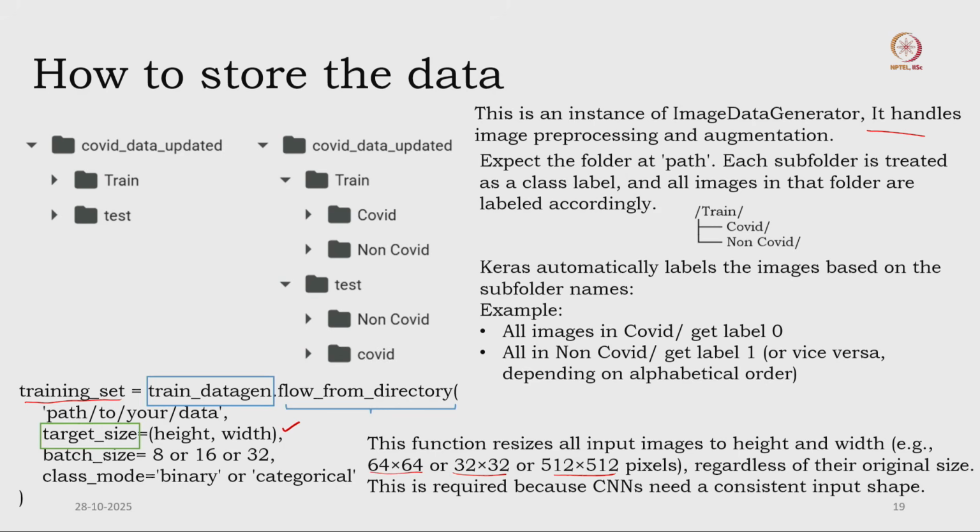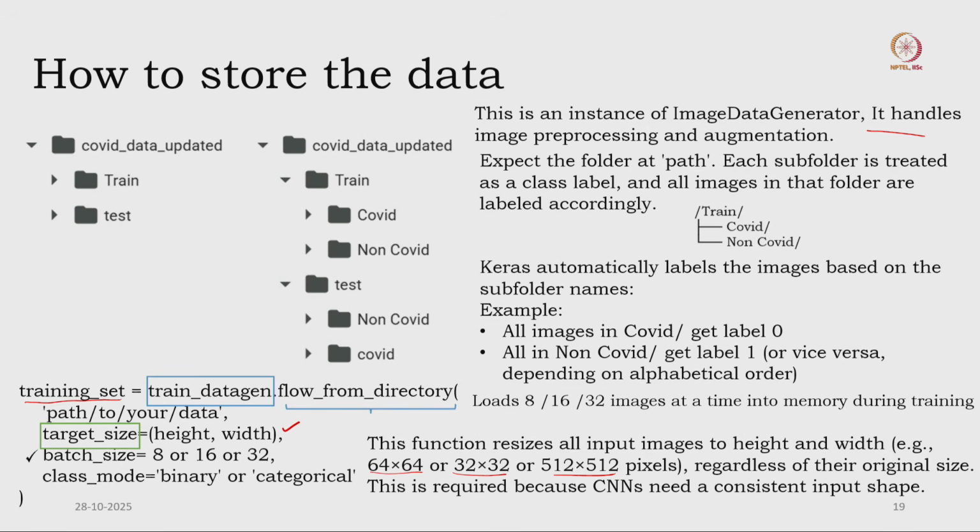Then we have a batch size. What is a batch size? During the training, how many samples in a batch do you want to pass to the model to get trained? It can be 8, it can be 16, or it can be 32, it can be any value here.